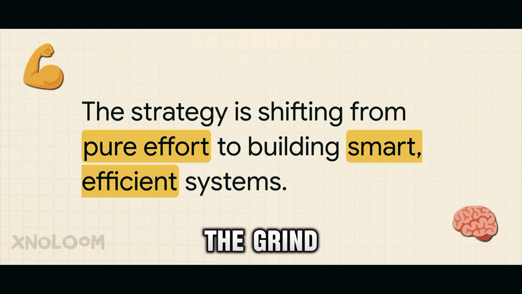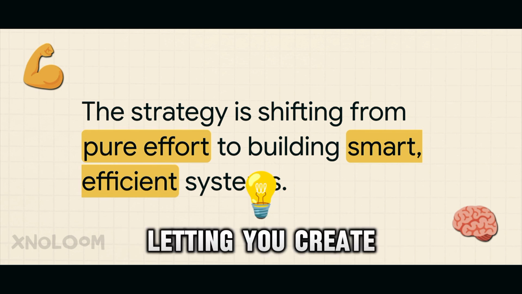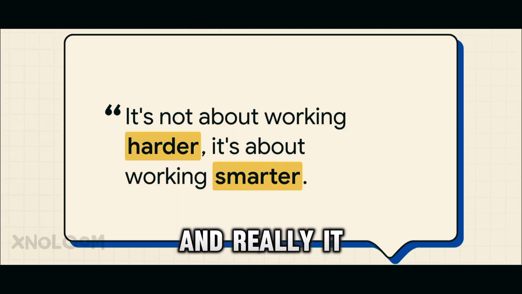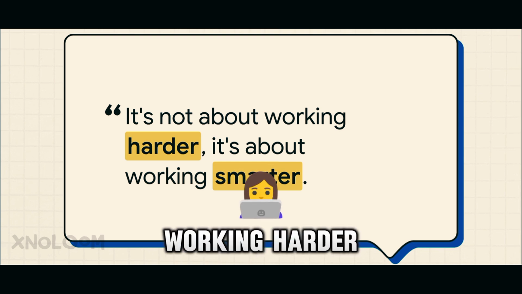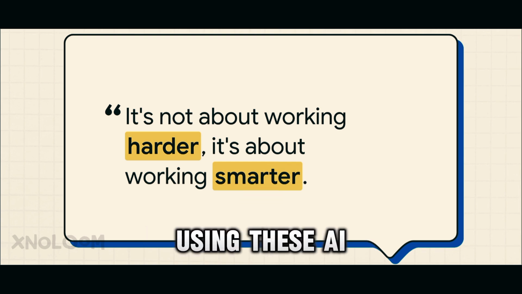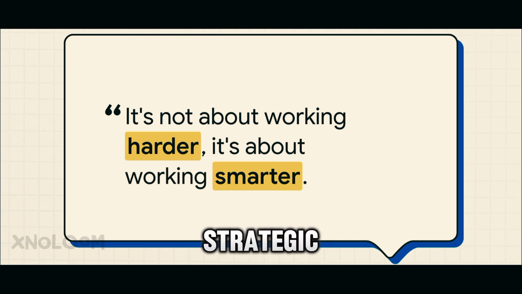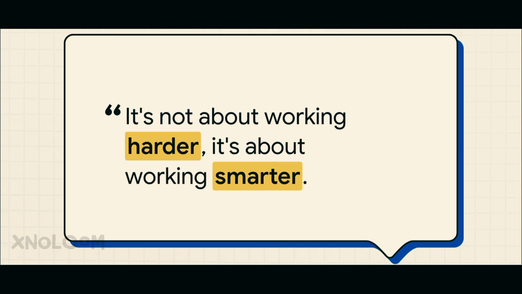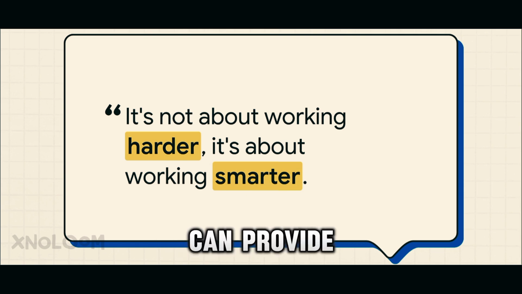It's not about the grind. It's about designing smart, efficient systems that do a lot of the work for you, letting you create high-quality, high-value content at an incredible pace. And really, it all boils down to that timeless advice, right? It's not about working harder. It's about working smarter. Using these AI and automation tools isn't about being lazy. It's about being strategic. It's about letting the machines handle the boring, repetitive stuff so you can focus your human creativity on what really matters: the story, the unique perspective, and that special spark that only you can provide.